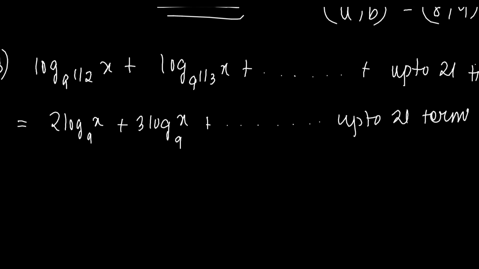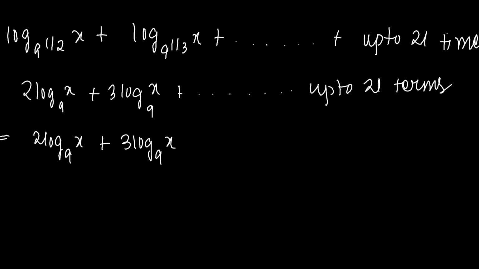Now you can tell what the 21st term is. See here, very carefully. The first term starts with 2. This is the first term. This is the second term. The second term starts with 3. That is, the first term is 2, the second term is 3. The third term will be 4.